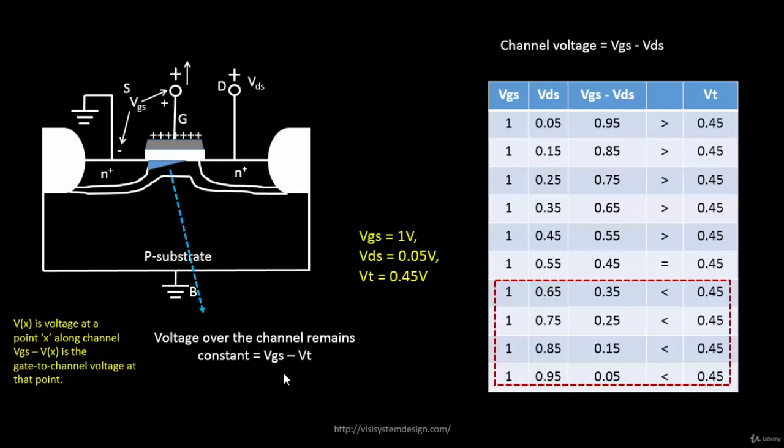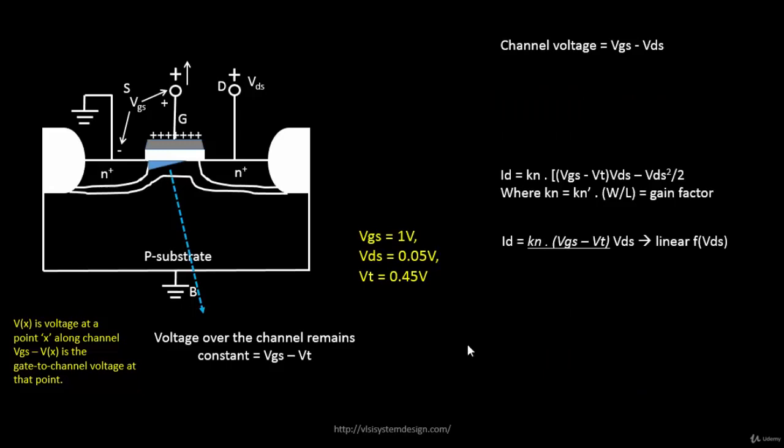With this in mind, taking this value of channel voltage and plugging it into our current equation, let's see what we get. Let's do some derivations over here. We did some derivation where your drain current was a linear function of VDS. We removed the VDS square by 2 term, assuming that at lower voltages of VDS this term just vanishes. So the drain current becomes a linear function of VDS.